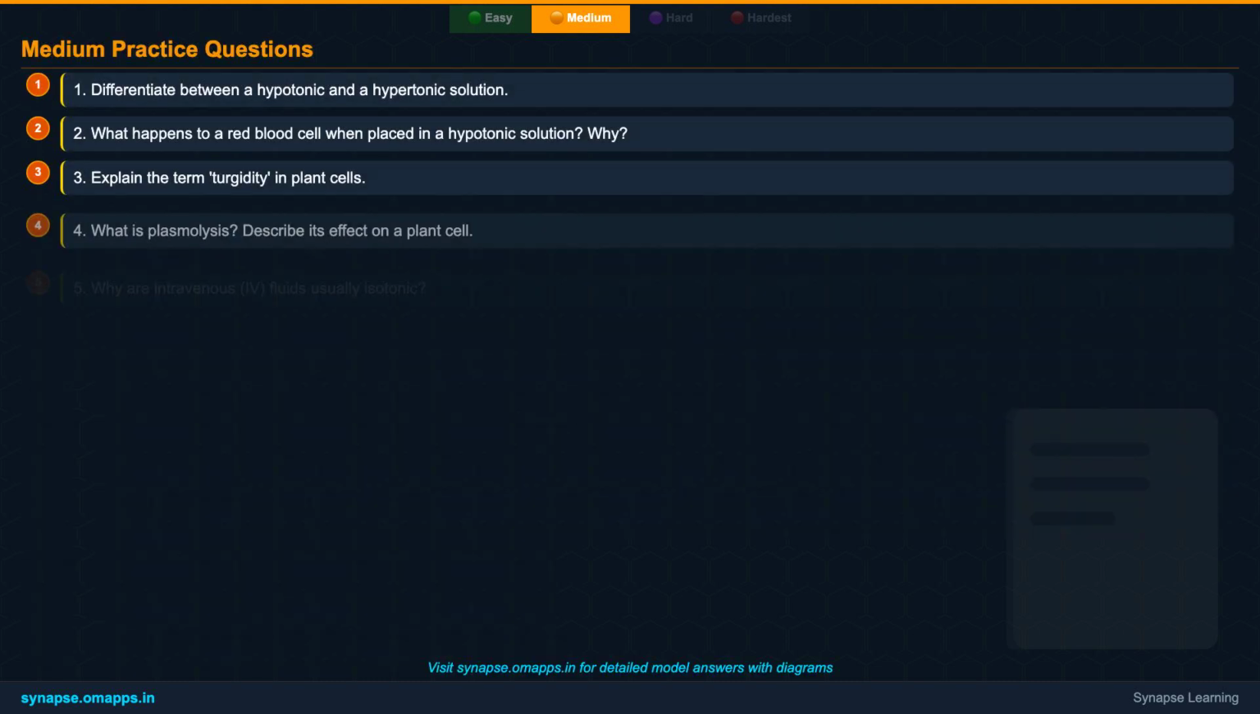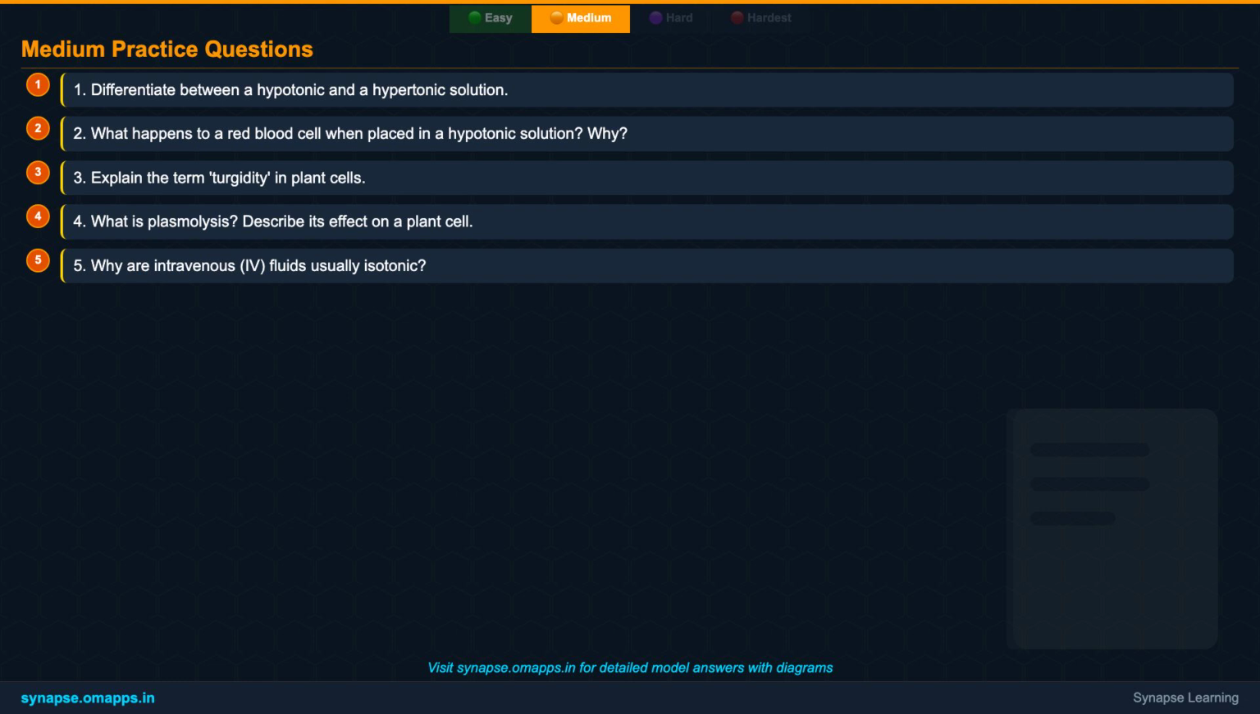Alright, let's test your knowledge on the medium-level concepts. 1. How do hypotonic and hypertonic solutions differ? 2. Describe what happens to a red blood cell in a hypotonic solution and explain why. 3. What does turgidity mean for a plant cell? 4. Define plasmolysis and its effect on plants. And 5. Why is it crucial for IV fluids to be isotonic? Take your time to formulate your answers.